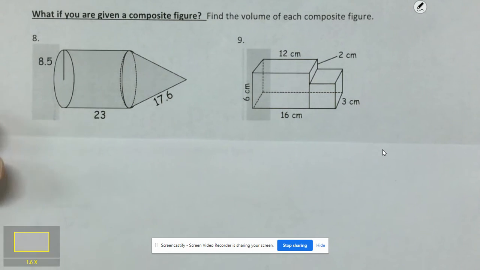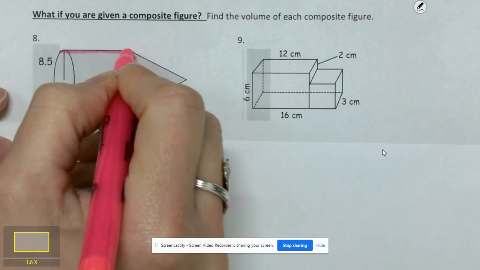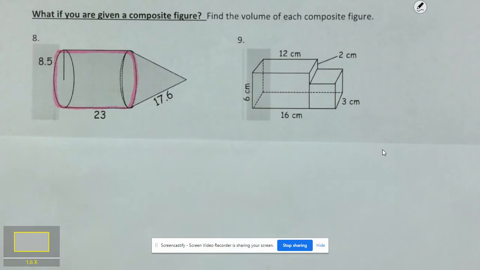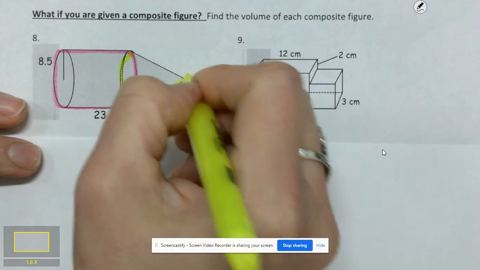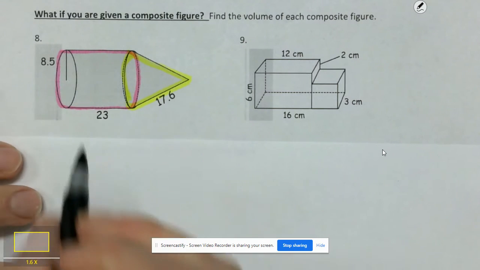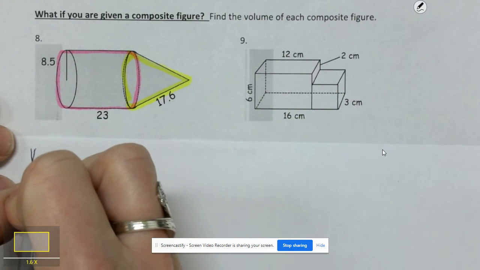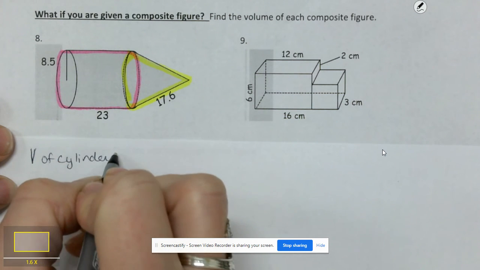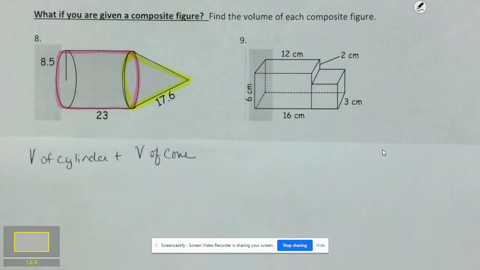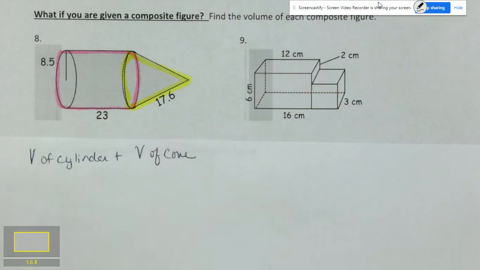So in other words, here I have this cylinder, but I also have this cone. So there's two things here that I've got to put together. Really, I need to find the volume of the cylinder and add to it the volume of the cone. I've got to find both of these and put them together to come up with my answer, okay? So let's start with the volume of the cylinder.